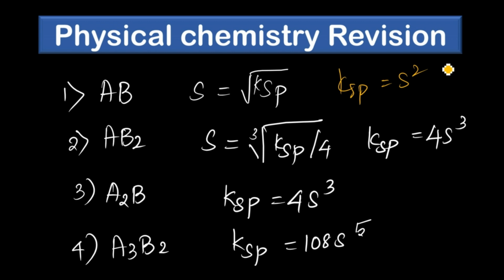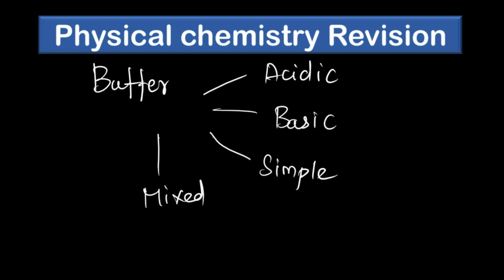Okay, then ternary electrolyte 1:2 type, AB2 type, where Ksp value is equal to 4S cubed. And another type of ternary electrolyte is 2:1 type, A2B type. The values are pretty much the same. And another type, A3B2 type, it is 108 S to the power 5. Okay, so these formulas will be used to solve solubility product and solubility kind of problems.